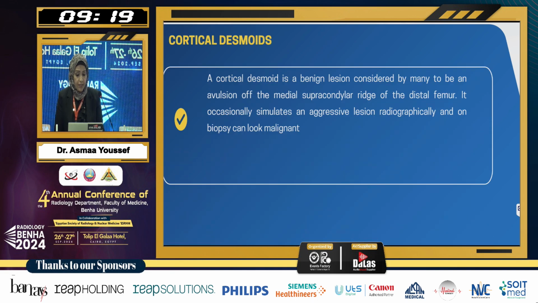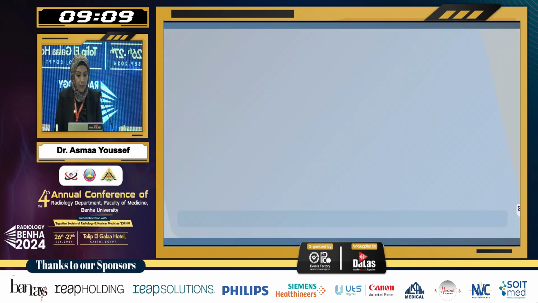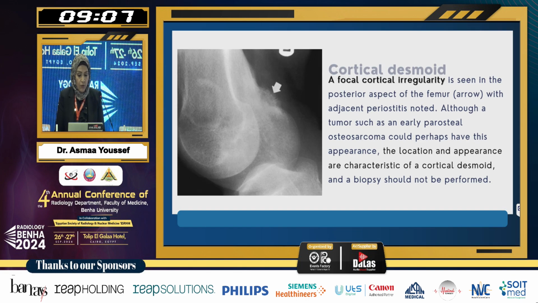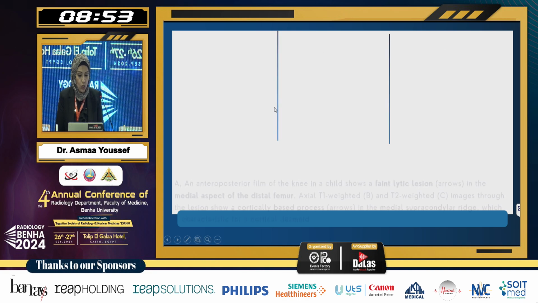Cortical desmoid is a benign lesion considered by many to be an avulsion of the medial supracondylar region of the distal femur. It occasionally simulates an aggressive lesion radiographically, and on biopsy can also look malignant. Here we see focal cortical irregularity in the posterior aspect of the femur with adjacent subtle periostitis, but the location and appearance are characteristic of cortical desmoid, and a biopsy shouldn't be performed.